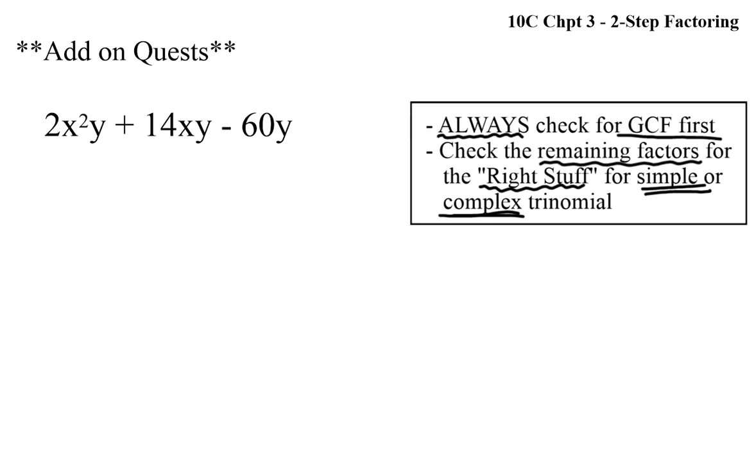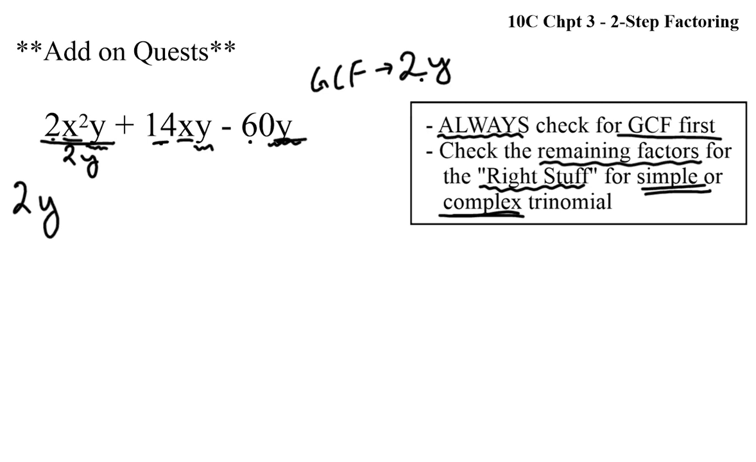So based on what we just talked about, 2x squared y, 14xy, minus 60y, what's the GCF in this case? 2, 14, and 60. 2 can be factored out of each. X squared, x, and no x. No x can be part of our GCF, but we have a y, and a y. We can factor out and remove a y from each term. So we're going to do GCF factoring to start, and each of these will divide by 2y.